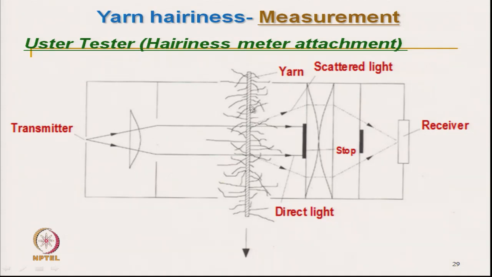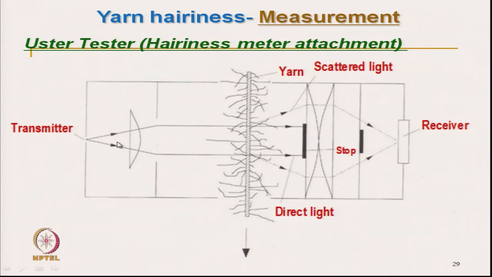Even if the yarn has no hairs, as in a filament yarn, there will not be any light scattering due to hair. The light will either be blocked by the yarn, or if it goes parallel it will be blocked here. The setting is such that the size of the block is equal to or a little bit higher than the diameter of this aperture.